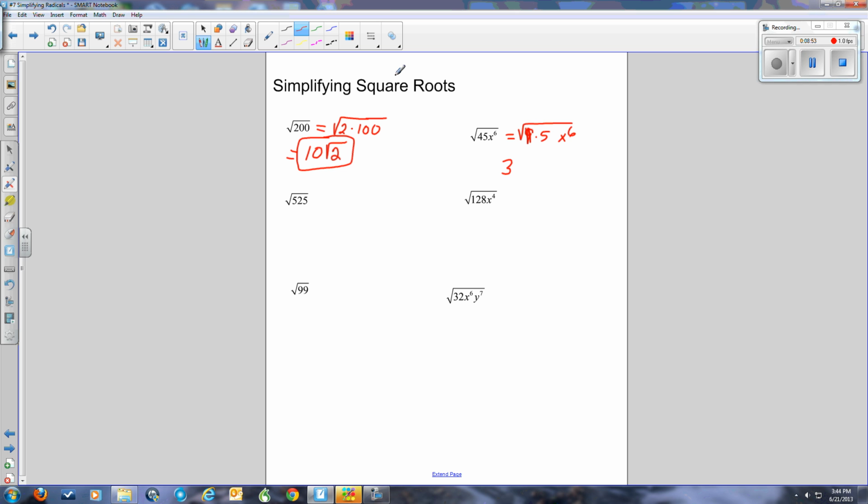Since we're taking a square root, basically you're going to be dividing exponents by 2. So if I take x to the 6th, I divide 6 by 2, I get x to the third. So since I could do something with that, that's no longer under the radical either. And all I'm left with is that 5 underneath the square root symbol.